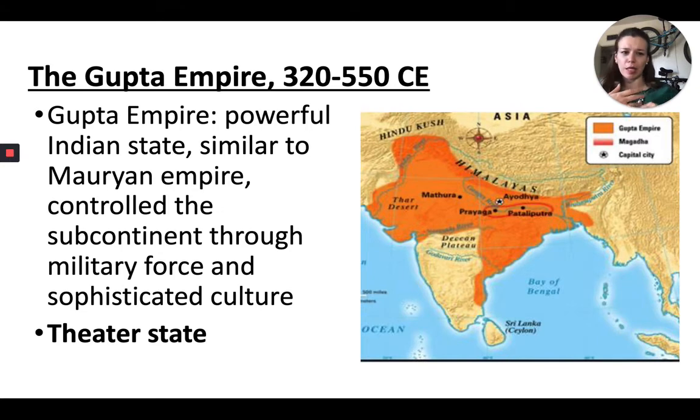They have fabulous clothes and fabulous festivals and parades and beautiful temples and palaces, and everyone's like, wow, you look so fantastic. You must be really powerful and strong. When really they're really hollow. They are not that strong. It's all flash and no substance. So the Gupta Empire is an example of a theater state. The Srivijaya Empire in Indonesia will be a theater state as well. Don't ask how to spell it. It'll show up in a few slides.